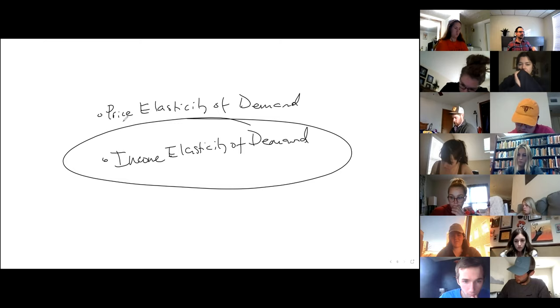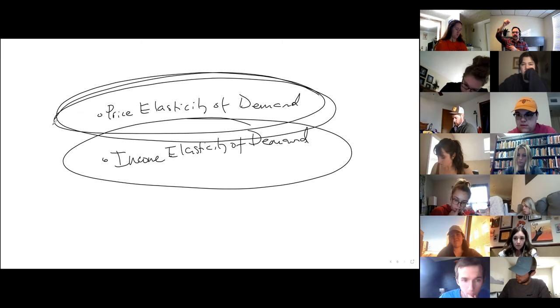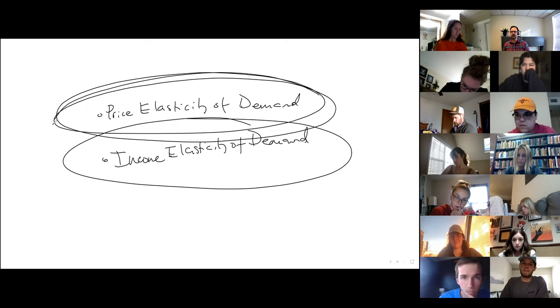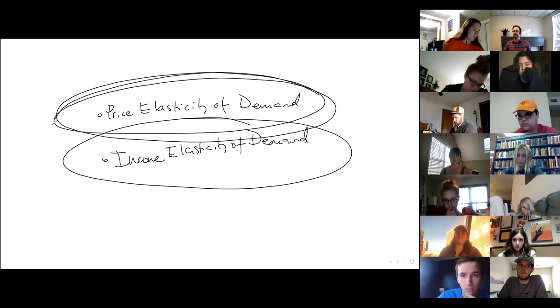heady concepts. How do they apply to agricultural policy? Do we think of agricultural goods, the raw agricultural commodity, as being more like the insulin story that Christian told, or more like the Dr Pepper story that Christian told? So are these relatively price inelastic commodities, or are these relatively price elastic commodities?